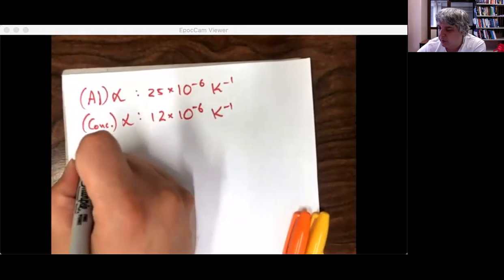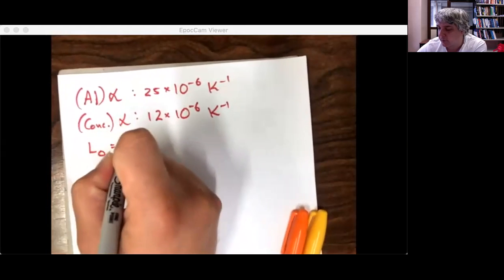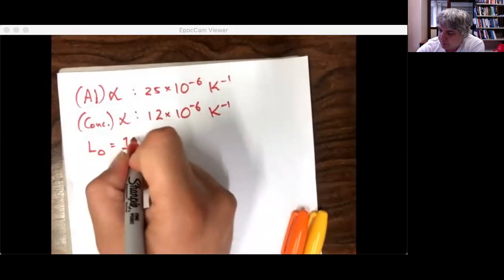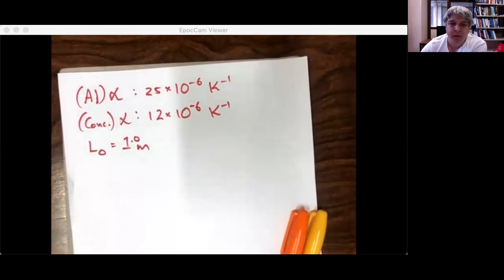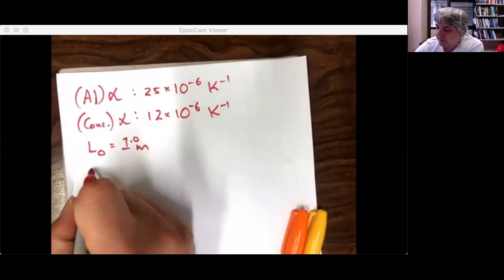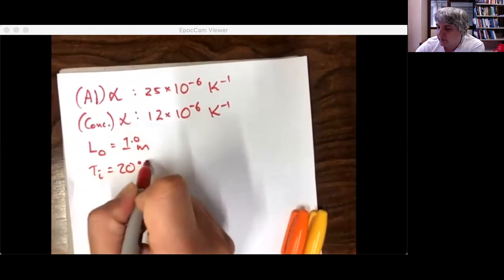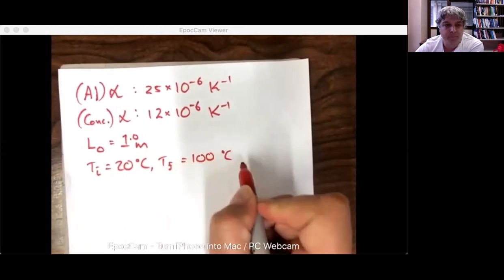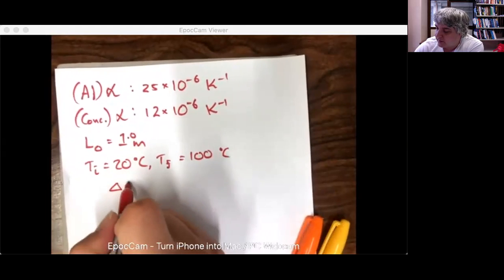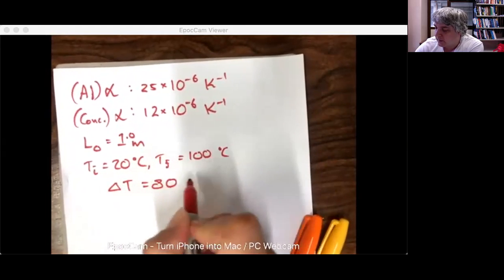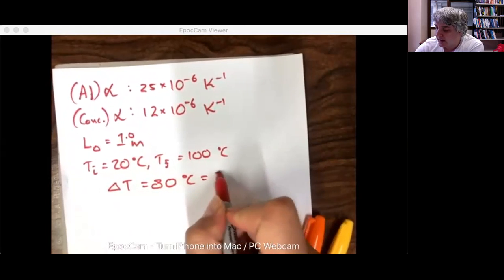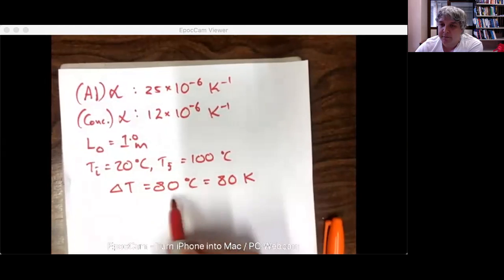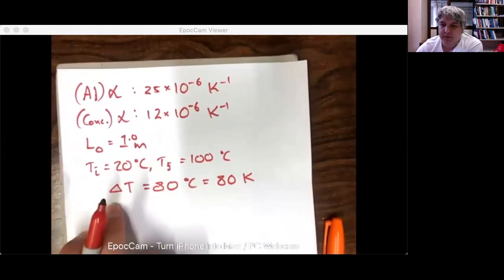We are told that both rods have an original length of 1 meter. So that's for both concrete and aluminium. Well, it says 1.0 just to give us an extra significant figure. And we're also told that the initial temperature is 20 degrees C. The final temperature is 100 degrees C. And so therefore the change in temperature is equal to 80 degrees C, which is also equal to 80 Kelvin. So you can use either of those. 80 is the same value because we're talking about a temperature difference.